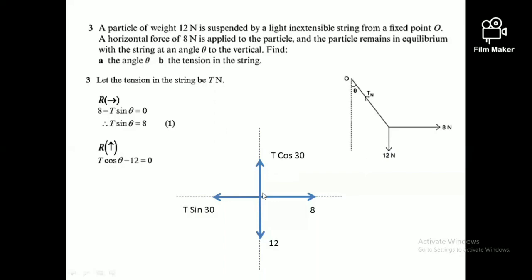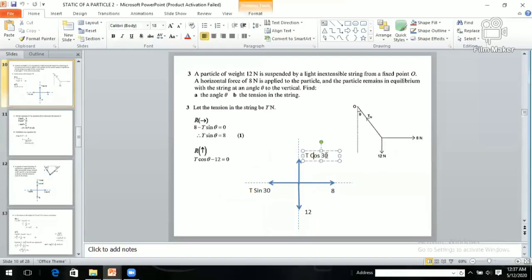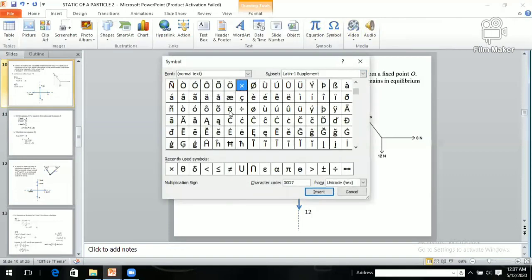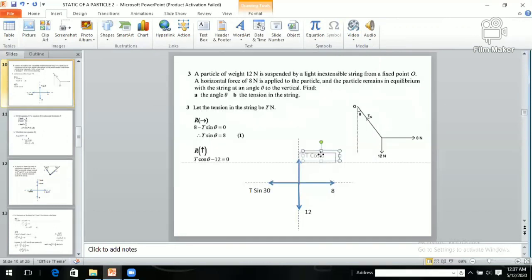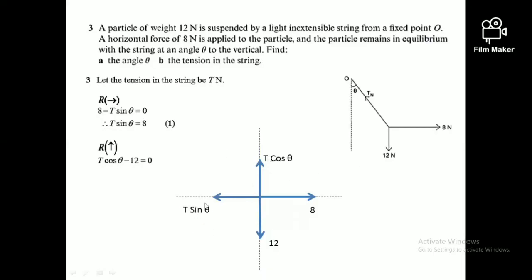I think I made a mistake in the diagram. Shall we correct this? This is T cos 30, it should be T sin theta. We will put theta here, and this one is also not 30, it should be theta. Okay, that's it. Then let's go back to the question.